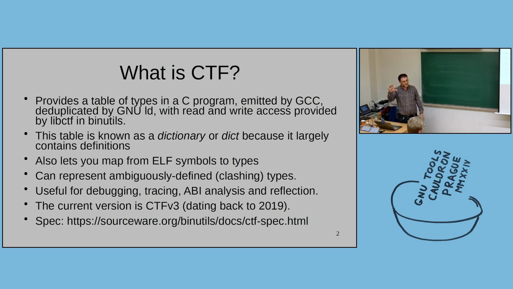It comes in individual, well, they're originally called files, but they're not in files, they're in sections, so they're called dictionaries because they contain types in them. BTF can do most of this as well, but what BTF can't do is map from ELF symbols to types. Even if the types are ambiguously defined, we don't need programs to conform to the one definition rule. We can handle programs with millions of structures with the same name in different source files. I'll go into more about that later.